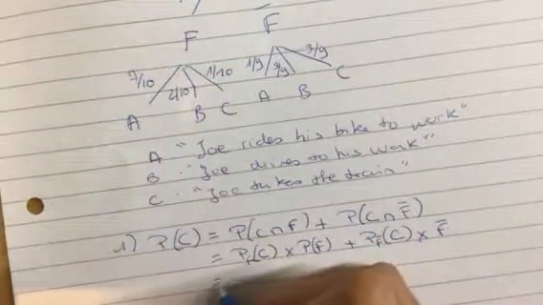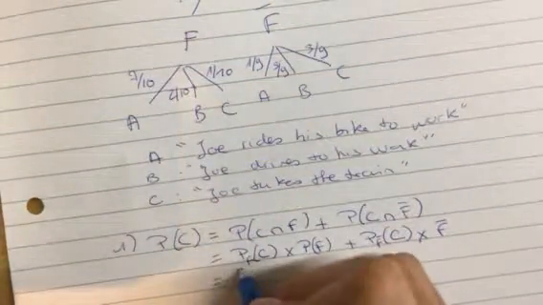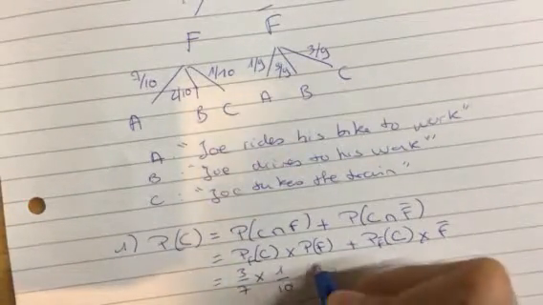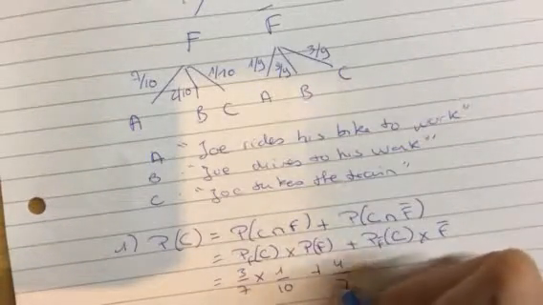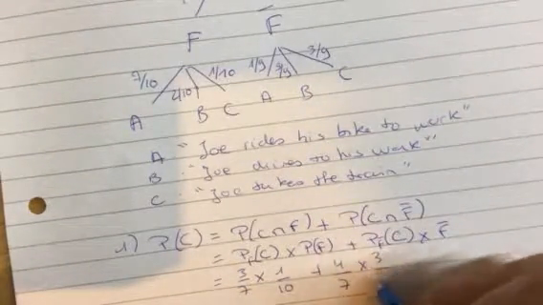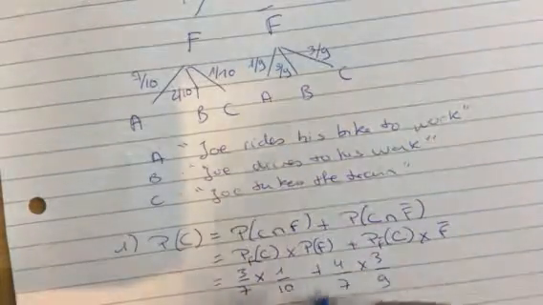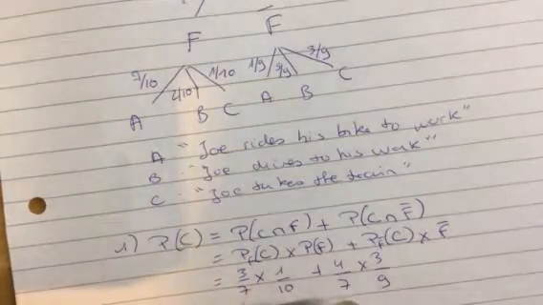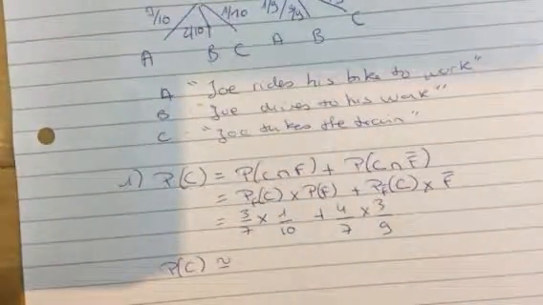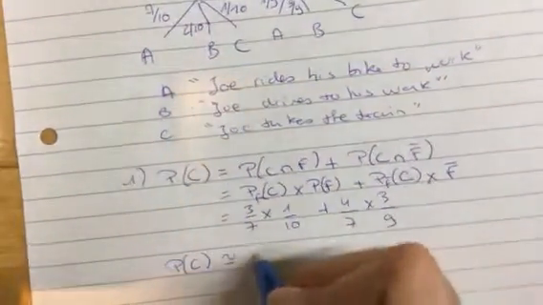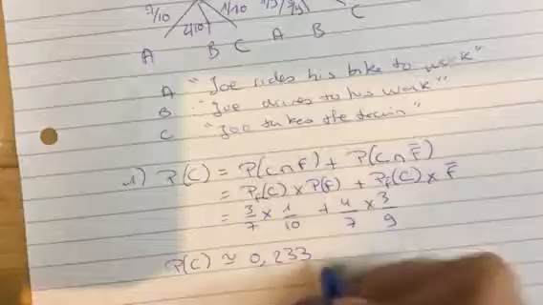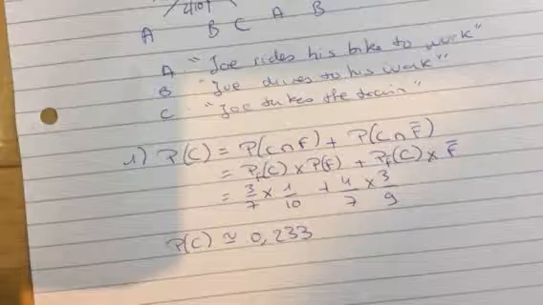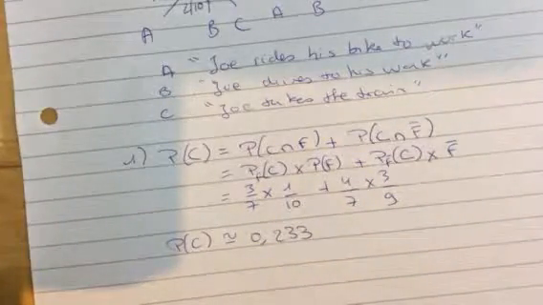And if we translate it in numbers, it would be 3/7 times 1/10 plus 4/7 times 3/9, and P of C approximately equals 0.233. So what is the probability that Joe takes the train to work? There's a probability of 0.233.